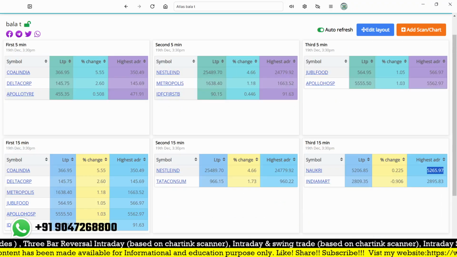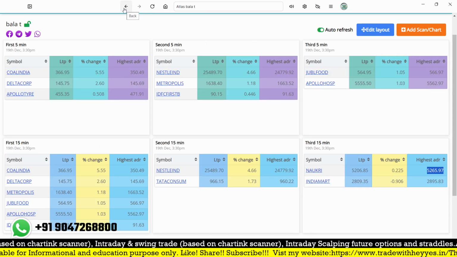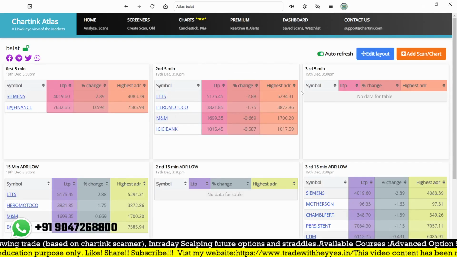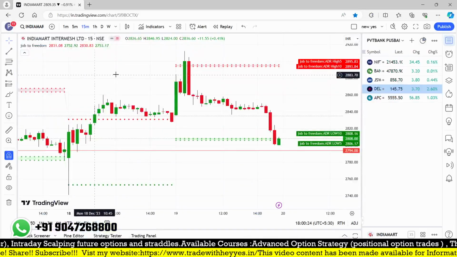So this is what we have for a bullish opportunity. I can go for a bearish one also, which we already created. So this is the bearish one. First one is Siemens and Bajaj Finance. Let me go and check.